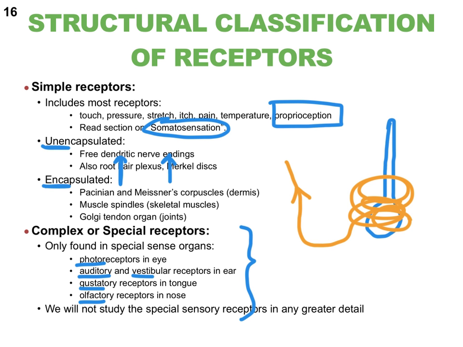And similar principle for the joints. They also have sensory receptors located inside of them that are encapsulated, and we call them Golgi tendon organs. Crazy name for a sensory receptor.